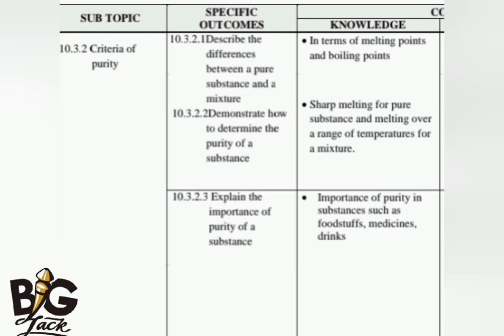So when you talk about the importance of purity, you are going to say the importance of purity in substances such as foodstuffs. When they are manufacturing foods like drinks, they need to make sure that no impurity is in any food that they are manufacturing. Apart from that, medicines. When they are manufacturing medicines, they make sure that no impurity is contained in medicines.